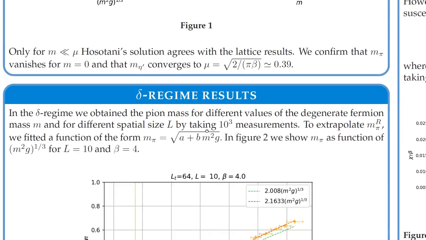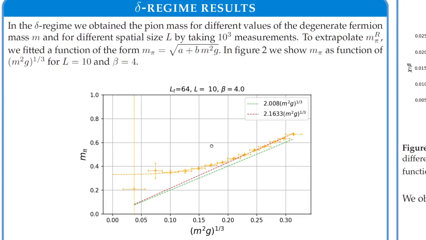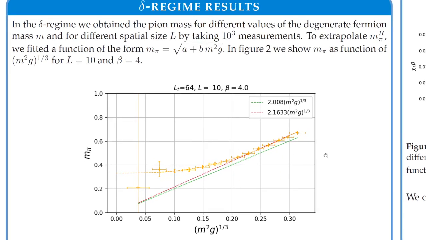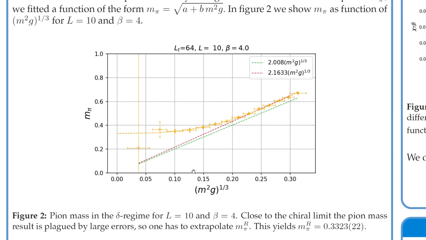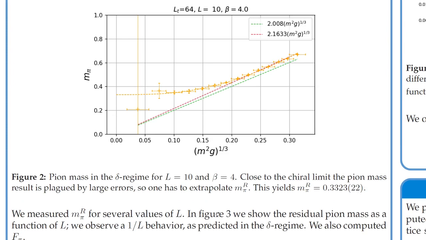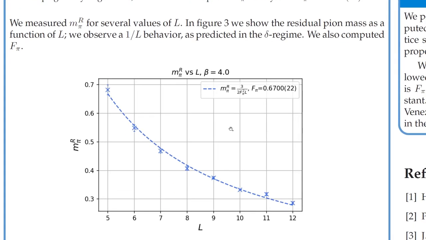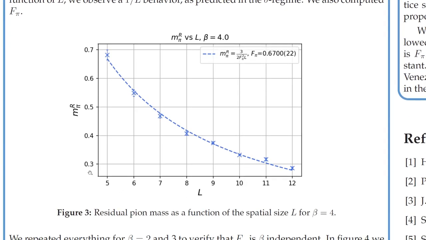And in the delta regime, we also measure the pion mass for different fermion masses, and close to the chiral limit we see that the values diverge. So in order to extract the residual pion mass, we had to extrapolate the value by fitting a function of this form. We repeated this same procedure for several volumes by fixing L_T equal to 64 and varying L, and with that we were able to verify the 1 over L relation of the residual pion mass that is predicted in the delta regime. And this also allowed us to compute the value of F pi.